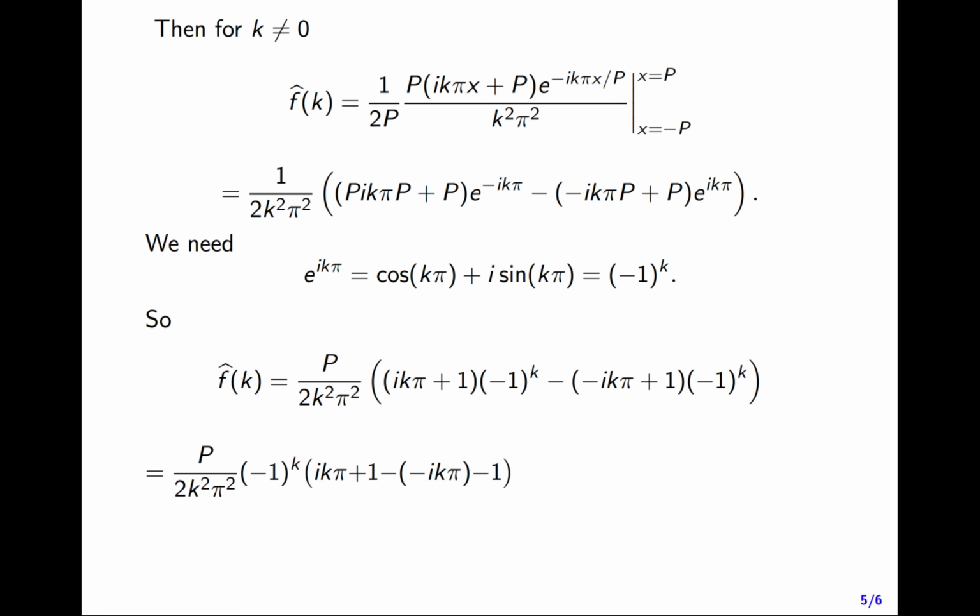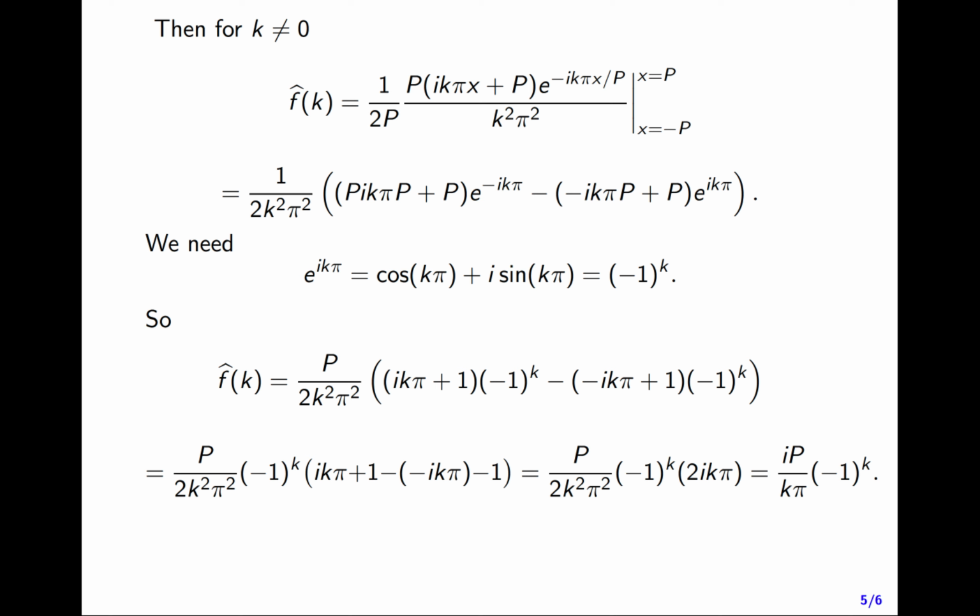And I factor out my minus 1 to the k. So now f hat of k is p over 2k squared pi squared times minus 1 to the k, then times the quantity ik pi plus 1 minus ik pi minus 1. So the plus 1 and the minus 1 go away, and I'm left with my Fourier coefficient f hat of k equaling p over 2k squared pi squared times minus 1 to the k times 2ik pi. And here again, you might want to hit your pause button and check the arithmetic there.